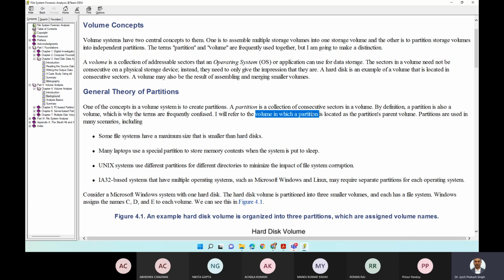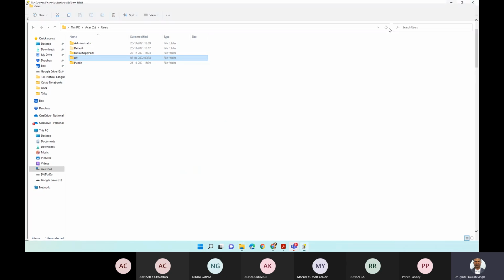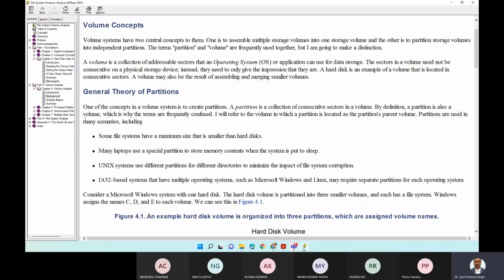A volume in which a partition is located is the partition's parent volume. In this book, they refer to the volume in which a partition is located as the partition's parent volume. So you can see in this case, C is the parent volume for the G drive. Partitions are used in many scenarios, like some file systems have a maximum size that is smaller than the hard disk.